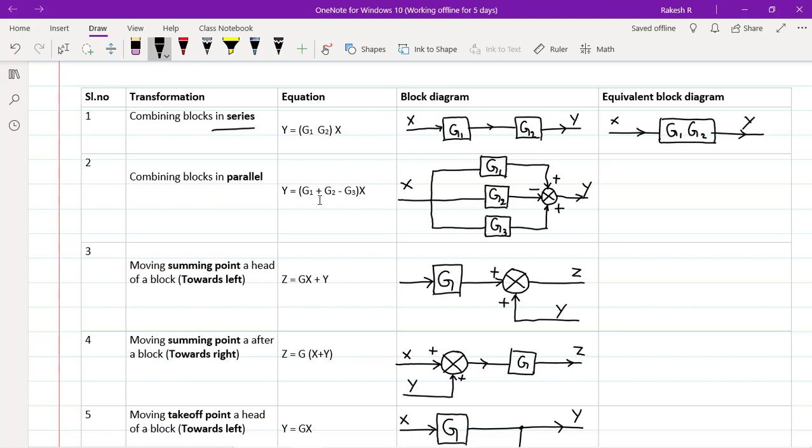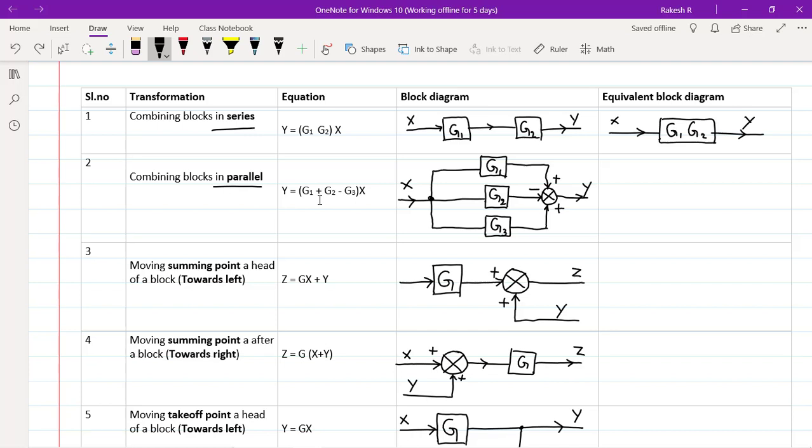Next one is combining the blocks which are in parallel. If the blocks are in parallel, this is the takeoff point we have, and this is the summing point we have here. You can see X is the input, Y is the output, and from X there are three blocks. One is G1 which is connected positive, the next one is G2 which is connected negative, and the next one is G3 which is connected again positive.